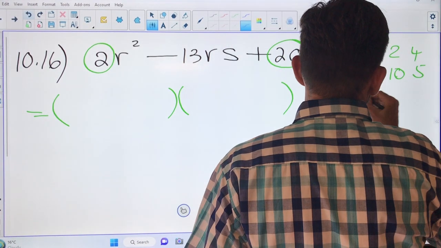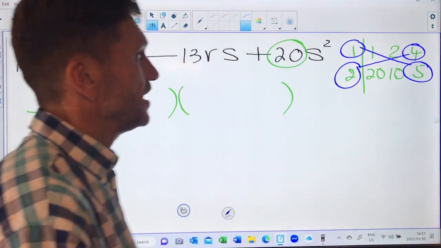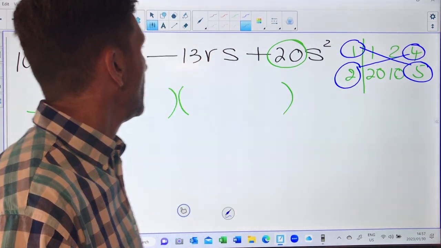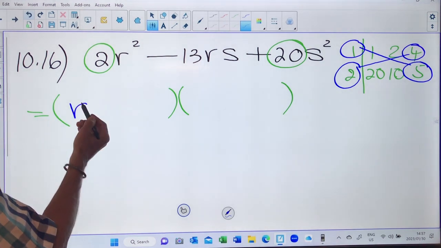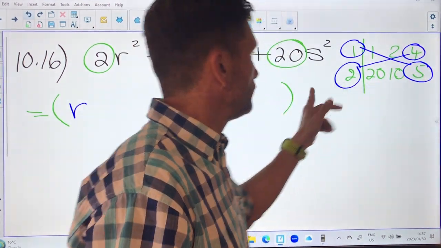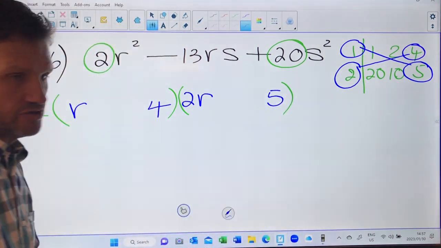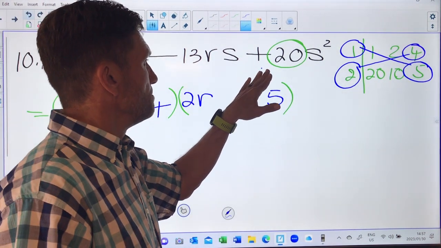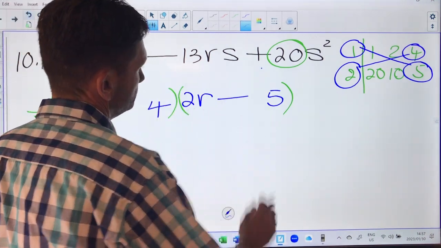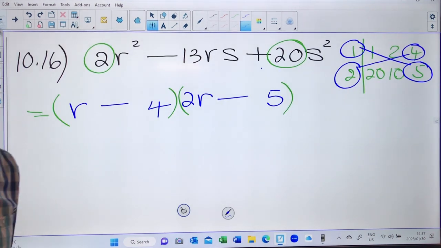If I cross multiply, 2 times 4 is 8, 1 times 5 is 5, 8 plus 5 is 13, and that one is going to work. So here we have 1r and 2r. You can write the 1 in front if you like, 2r. The 2 must be multiplied to the 4. Therefore, the 2 and the 4 can't be in the same bracket, so the 4 goes here and 5 goes there. Having a positive here means that the signs will be the same, both negative. And that was the last example.